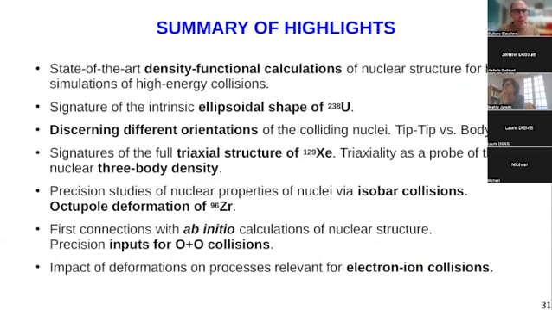I would like to just recap them again. So we have established a workflow to input state-of-the-art density functional calculations in simulations of heavy ion collisions. We have clear evidence of the ellipsoidal shape of uranium-238 compared to the baseline of gold, which is much more spherical. Then we have also figured out techniques to discern orientations of the colliding ions.